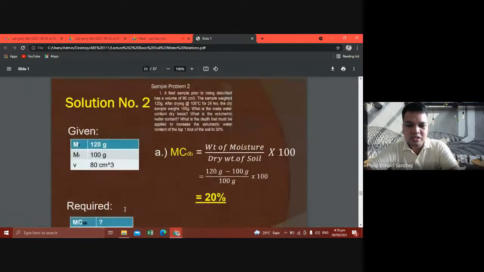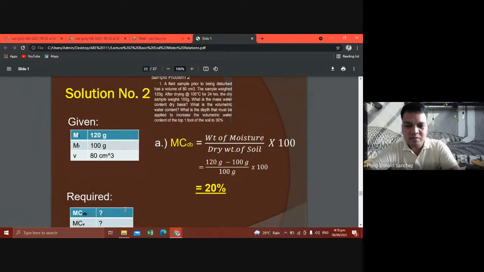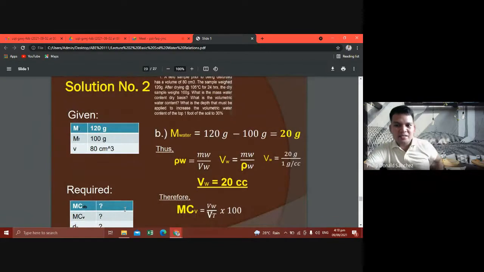So, unsa pag solve? Moisture content dry basis is just 120 minus 100 divided by 120%. The moisture or water is 20 grams. Sama sa akong giingon, the weight of the moisture is just 20 grams. Therefore, makuha nimo ang volume sa water. Why? Naa man kay weight or mass sa tubig. So ang pagkuha is just the mass of the water divided by the volume of water, kung gusto ninyo makuha ang density sa water. And then ang density sa water, pila gani? 1000 kilogram per cubic meter or 1 gram per cc. And then naa man kay value nga moisture sa water nga 20 grams, and then makuha nimo automatically si volume of water.